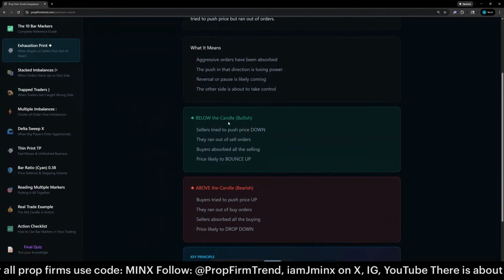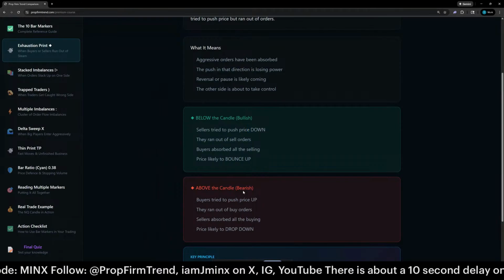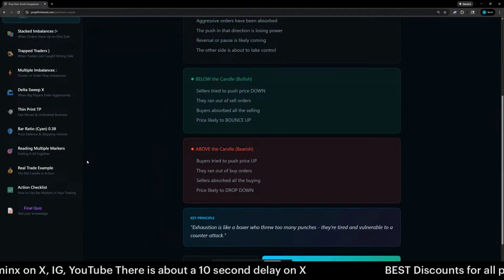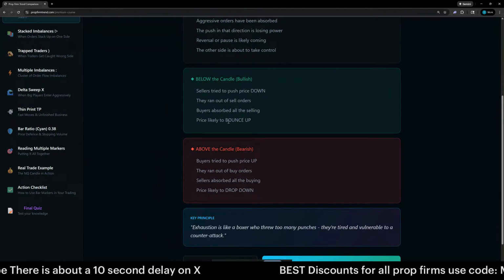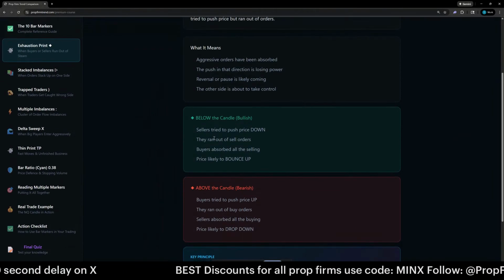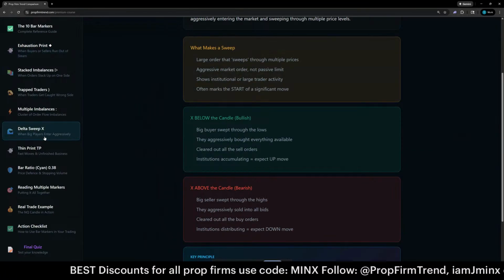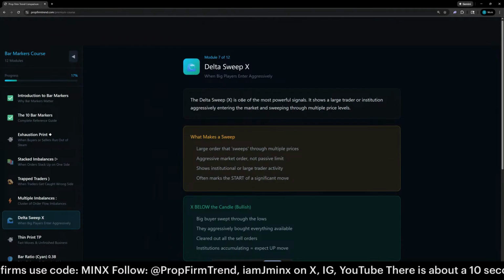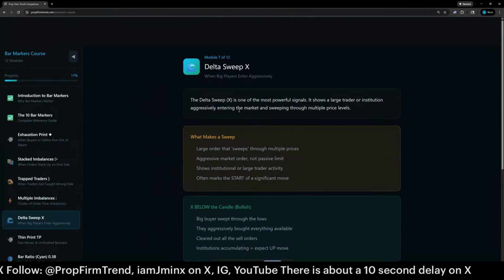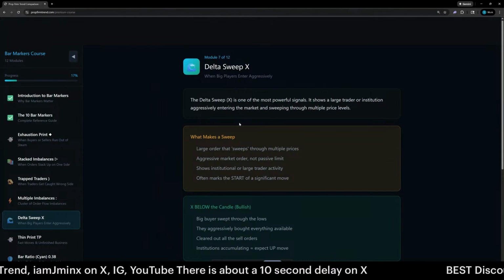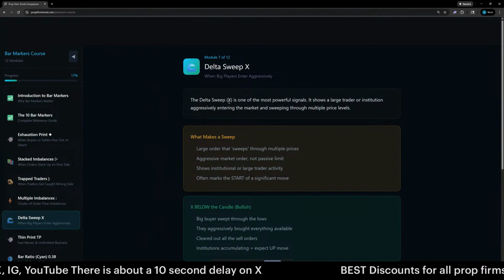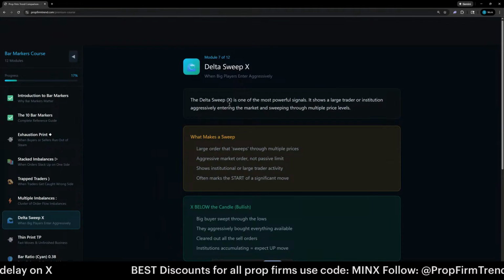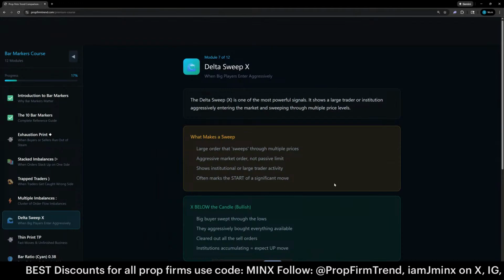If it's below the candle, it's bullish. If it's above the candle, it's bearish. But you should never use these bar markers as standalone. One thing that I do when I see this X, to me, it's very, very powerful because I've seen the price move pretty crazy with the X, but it moves so fast that if you're not already in that position, you don't want to chase it because it's fast.